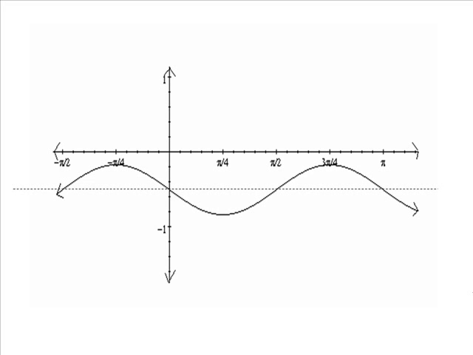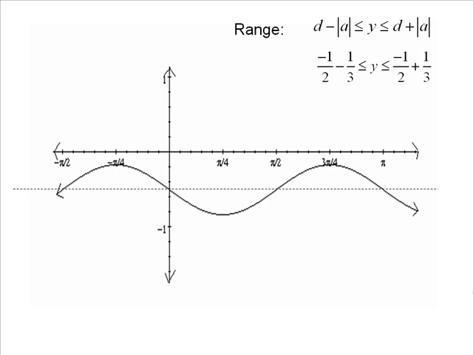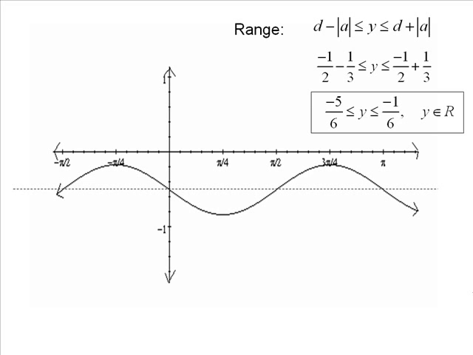Now to get the range, we will have to either eyeball this one, which is a little tough to deal with, or else use that formula. And I'll use the formula. D minus the absolute value of A for your lower limit, D plus absolute value of A for the upper limit. So therefore, -1/2, the d value, minus 1/3. So notice I didn't go minus -1/3. I just took the absolute value of that A. And then the upper limit would be -1/2 plus 1/3. Do the math on it. Get a common denominator or just use your calculator. Your lower limit will be -5/6. Your upper limit will be -1/6.